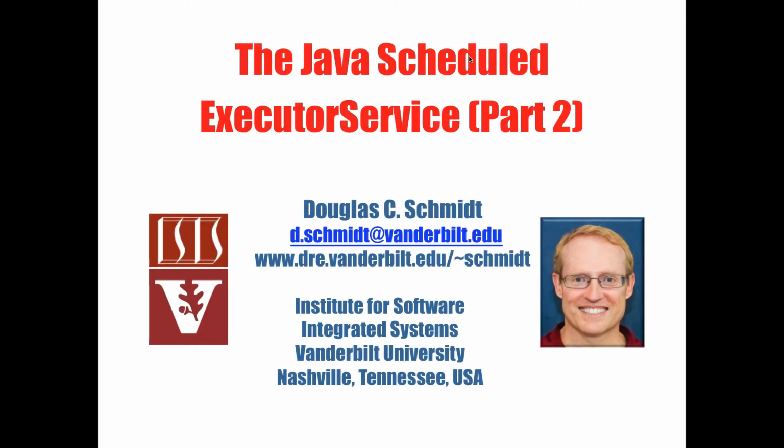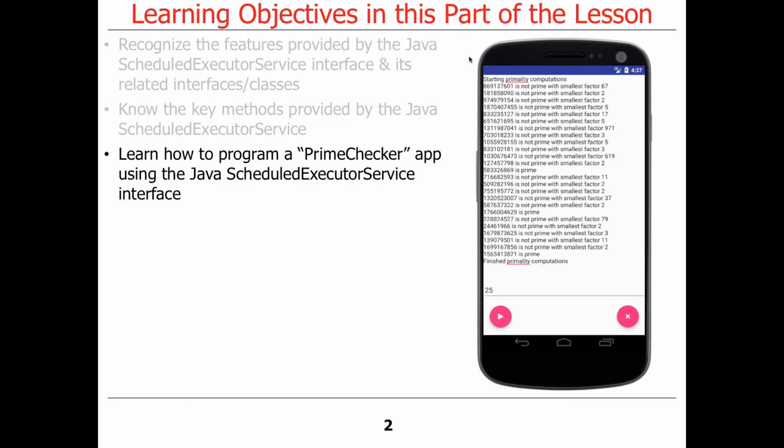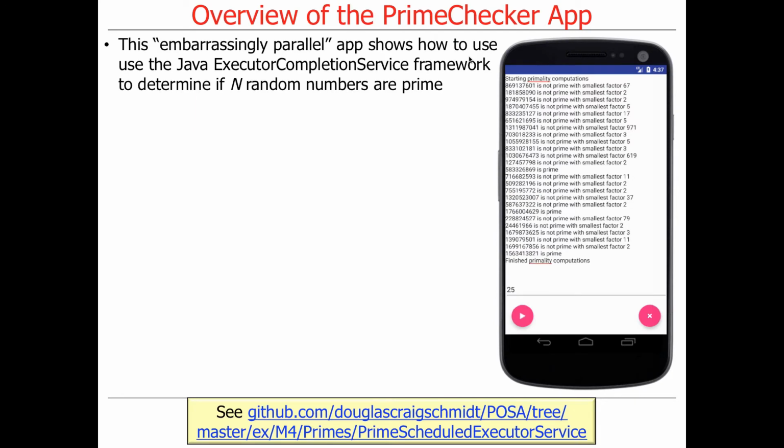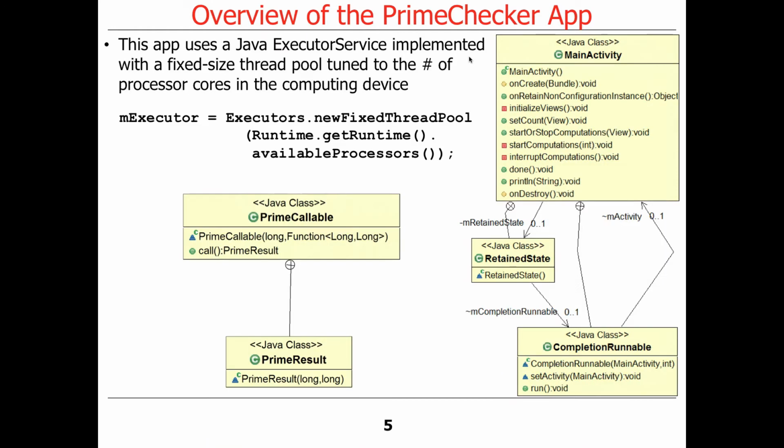So now that we've talked about the Scheduled Executor Service interface, let's give an example of how it works. And what we'll do here, of course, is take our PrimeChecker app and enhance it to use the Scheduled Executor Service interface. So I'll just reiterate this briefly. So we have the PrimeChecker app, which is embarrassingly parallel. This is the new version that you can use that'll showcase the Scheduled Executor Service and how it works.